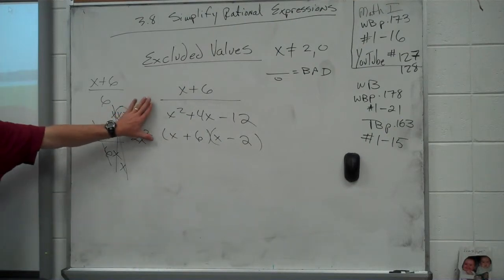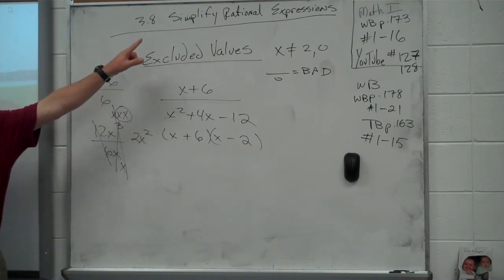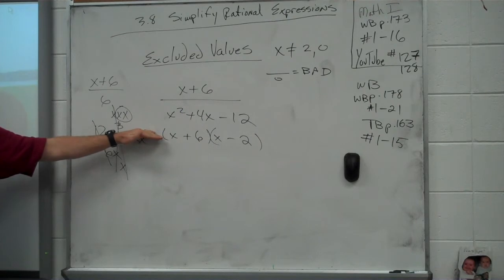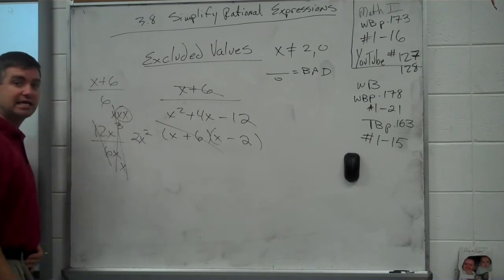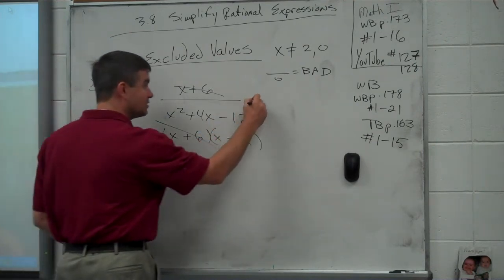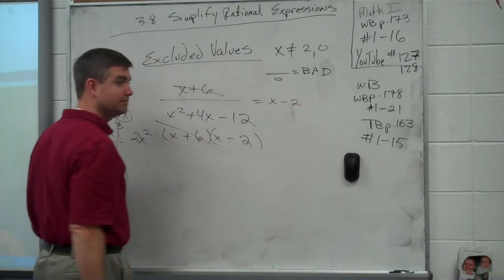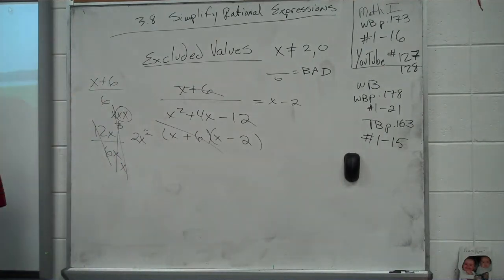Now let's go back to this problem. If the directions had said simplify, you have to factor, just like you had to factor to find the excluded values. And the x plus 6's, what happens to them? They cancel out. And so my answer is x minus 2. And you're done. So that's the whole thing. Is that right? Does anybody have a problem with that? The answer is x minus 2, unless somebody has a problem with that.